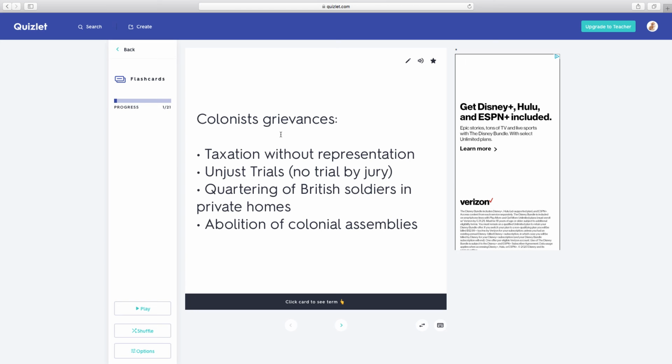And being that the College Board likes to see you guys make connections in AP government, this is the key information to know. All right, so the colonist key grievances, taxation without representation. We've heard that. You've had U.S. history. You know what that is. Unjust trials, no trial by jury.